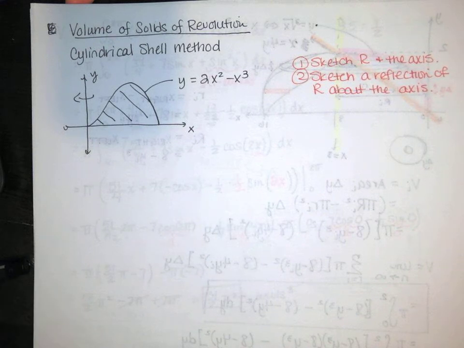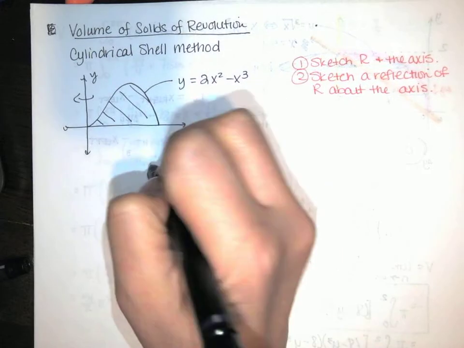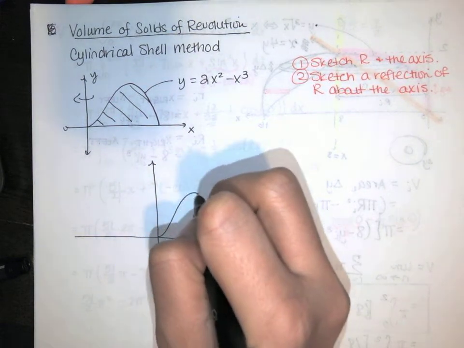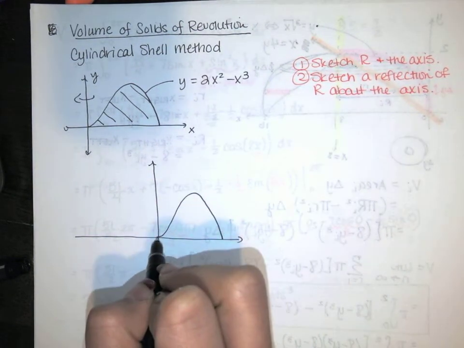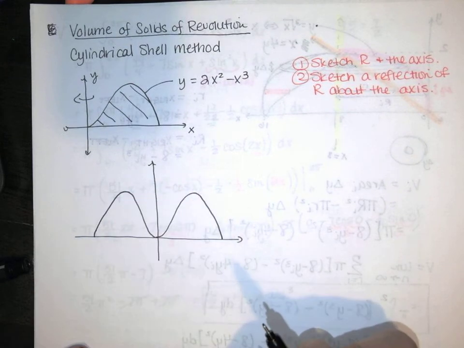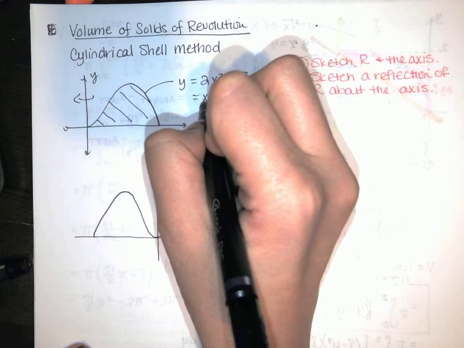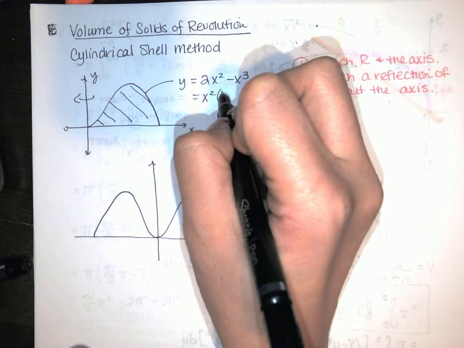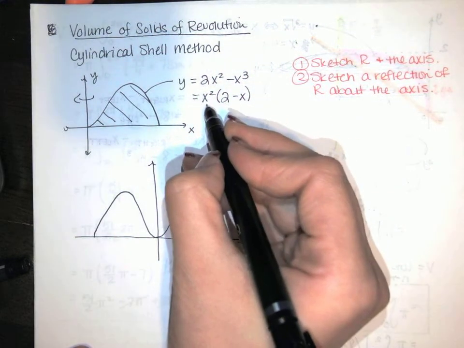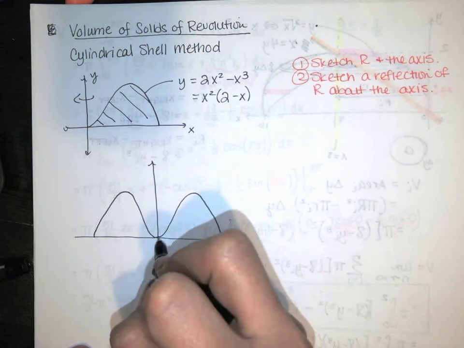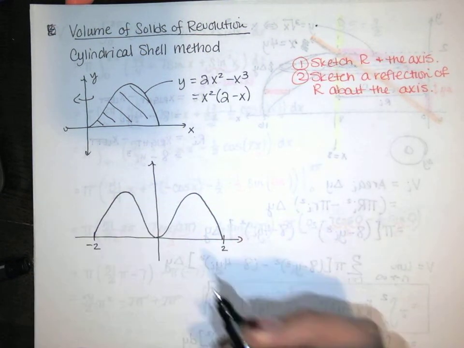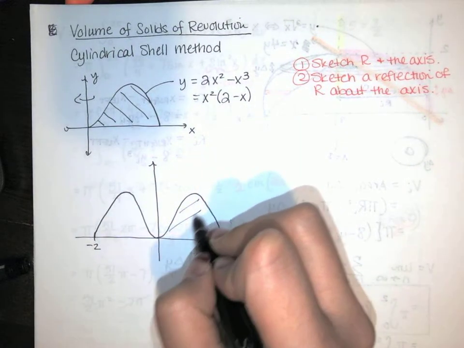So I'm going to do the best I can. Here's my region. And if I reflect it, it's going to look like that on the other side, roughly. It looks like a bundt cake to me. If I factor out an x squared here, I have 2 minus x over here. This function equals 0 when x equals 0 and when x equals 2, so it crosses at 0 and 2. So you get this sort of bundt cake looking thing.